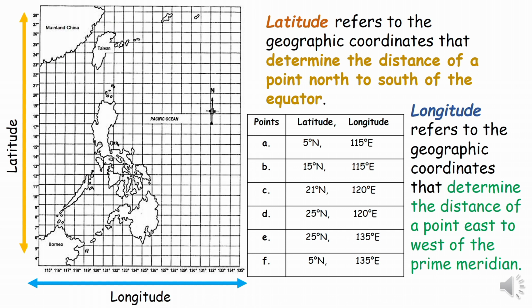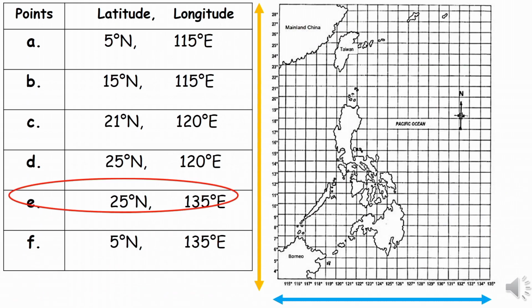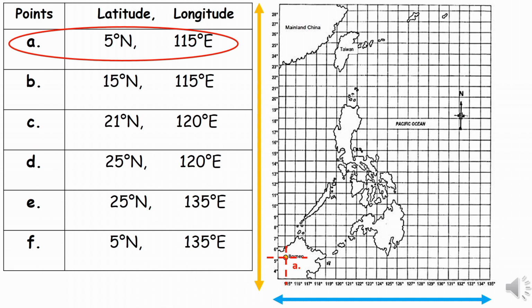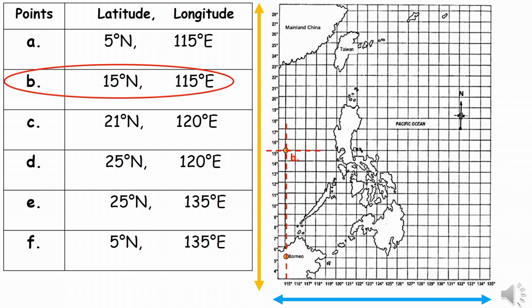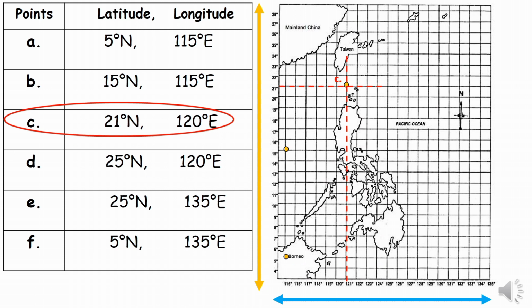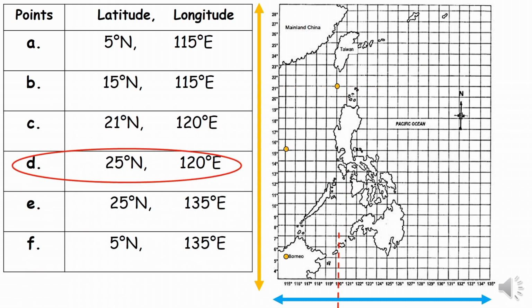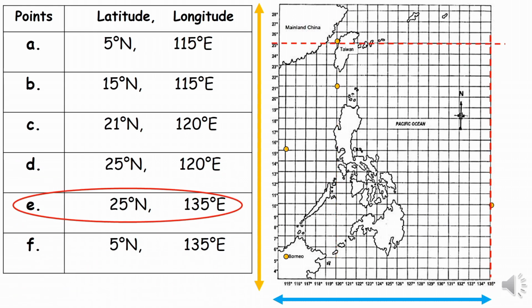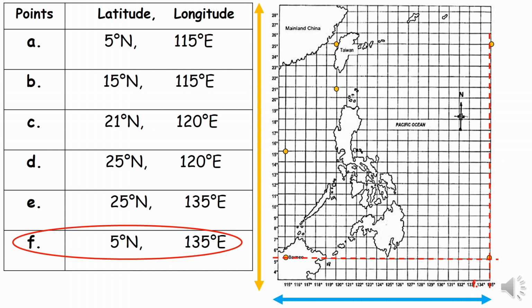Now that we understand what these mean, we're ready to plot these coordinates. If we plot the identified coordinates on the map, we will be able to determine the Philippine Area of Responsibility. Let's get started. First, we have 5 degrees north and 115 degrees east, which is right here. Next, we have 15 degrees north and still 115 degrees east here. 21 degrees north and 120 degrees east. And 25 degrees north and 120 degrees east. Right here, moving further north, we have 25 degrees and further east, we have 135 degrees, which coincide here. And lastly, 5 degrees north and still 135 degrees east here.